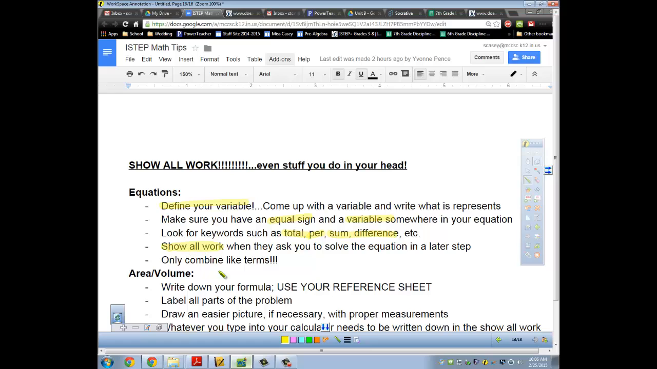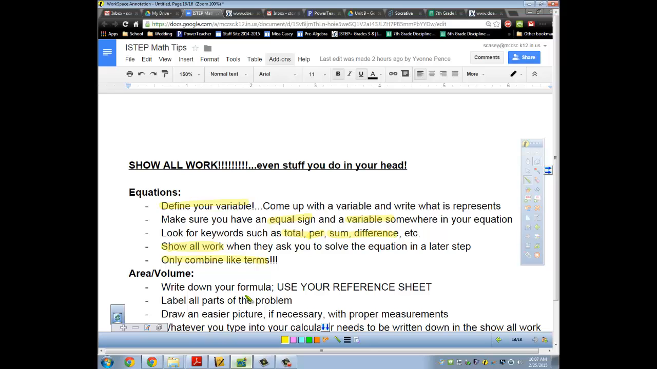Always, always, always show your work, no matter what. Even if it's something that you're just putting in the calculator, write it down on your piece of paper. Show your work, even if you think that it's something that you don't need to show. You better show it. Also remember, you are only combining like terms. Sometimes kids will put their variable plus or minus their constant, and we don't want to do that. We want to keep them separate.